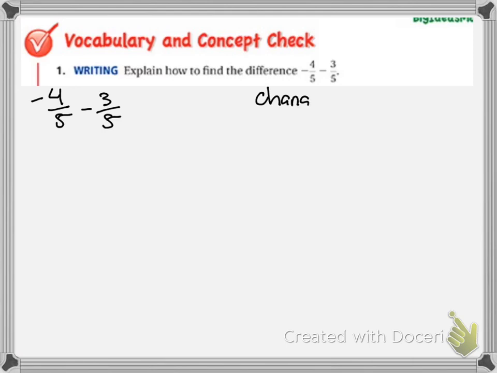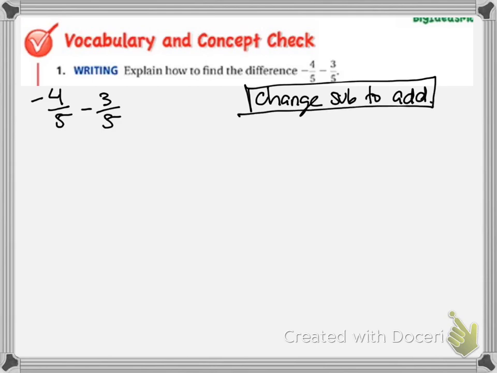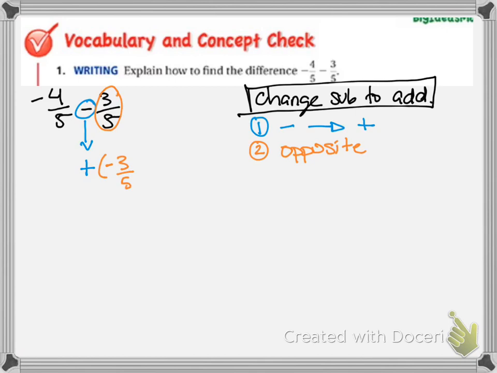So change subtraction to addition. All right. And the way that I do that is first I need to change subtraction to addition, and then I need to take my second number and make it the opposite. So what does that mean? First thing is really easy. You just take the subtraction sign and you change it to addition. The next part, you take the opposite of your second number, and the opposite of +3/5 is -3/5. Your first number is going to stay exactly the same.